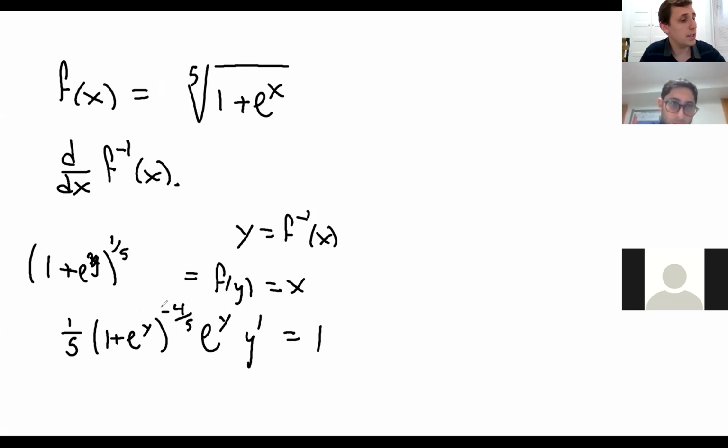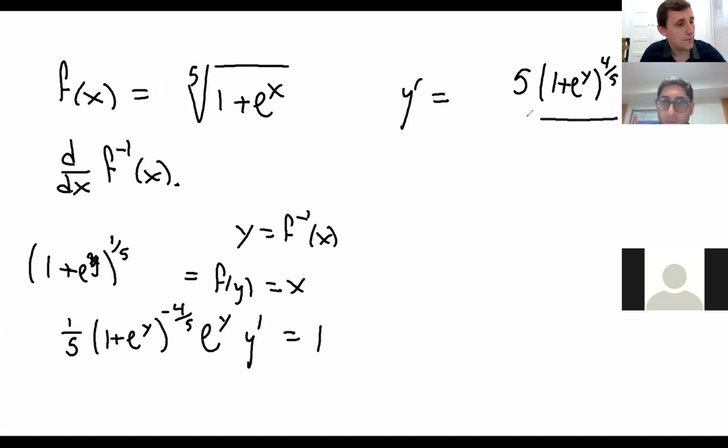So what do I get? I get that, and then divide by e to the y, so I get that y prime is equal to 5 times 1 plus e to the y to the power of 4/5, divided by e to the y. Agreed?